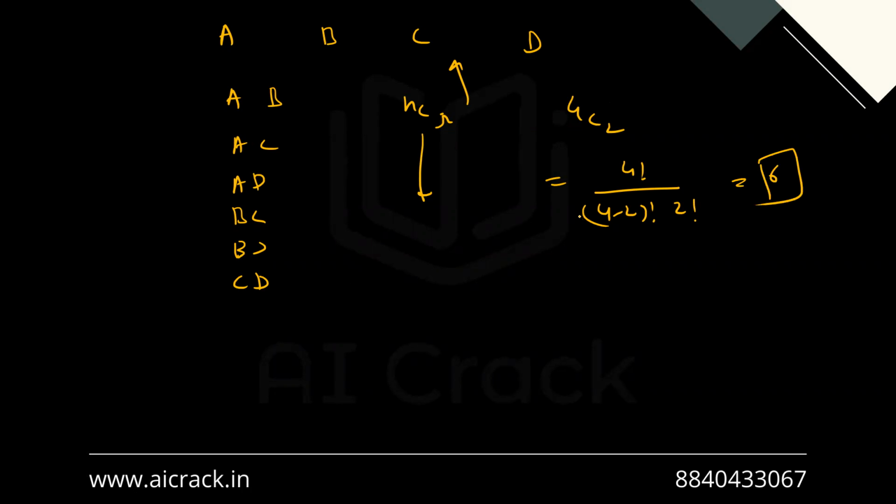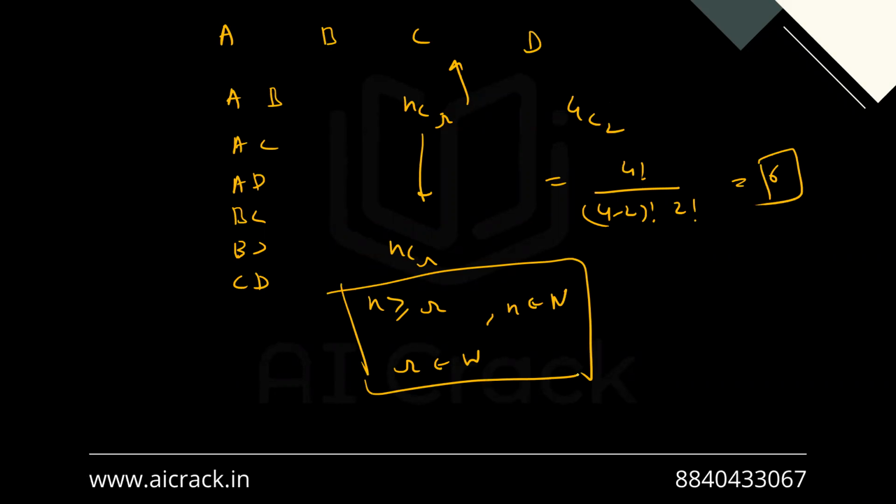Now a few interesting things about NCR. In this case, n is always greater than or equal to r. n belongs to natural numbers and r belongs to whole numbers. So these are the 3 things which you have to remember for NCR. n is always greater than or equal to r, n belongs to natural numbers, r belongs to whole numbers. Also, NCR equals NC n minus r. This is also true. If you try to write the formula for both of them, you'll find that mathematically both are the same. So basically, 4C1 means the same as 4C3. We can use this trick for saving our time in the calculation.